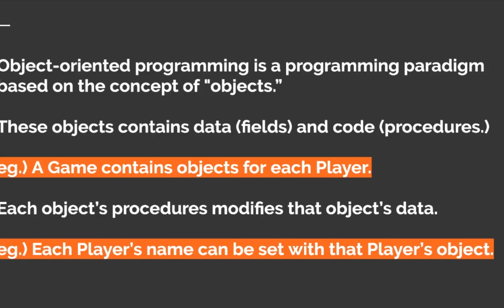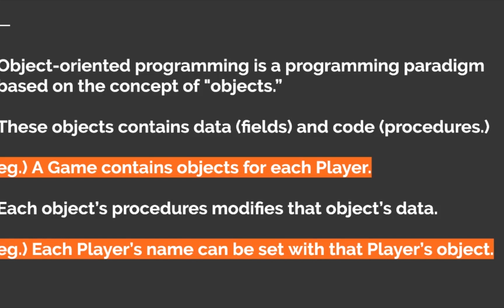So you may have heard the term object-oriented programming language, which means that that programming language is able to use the concept of objects. And these objects contain 2 things. One, they contain data, and that is known as fields. And the second item that objects contain is code. This can also be known as procedures or functions.